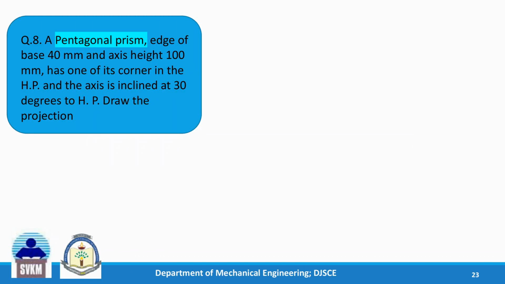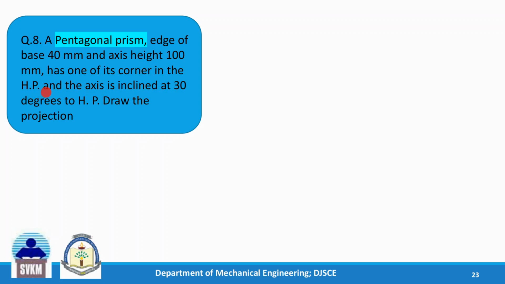A pentagonal prism, edge of base 40 mm and axis height 100 mm, has one of its corners in the HP and the axis is inclined at 30 degrees to HP. Draw the projections. Now what is given is the shape. First thing, pentagonal prism. The dimensions of base edge and axis height are given and it is having one of its corners in the HP.